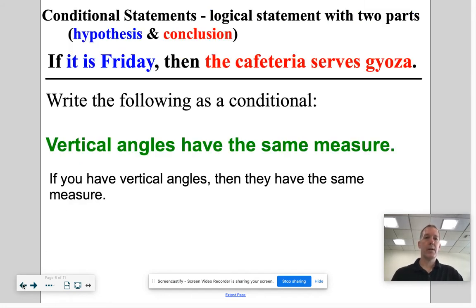The important part is that the first part is true. Even when you're disproving it and using a counterexample, the first part has to be true. So you can't go on Thursday and check to see if they serve gyoza. That wouldn't make any sense. You have to go on Friday to see if they serve gyoza if you want to prove this statement false, right?